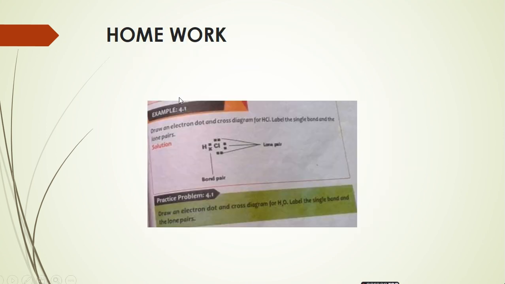Now this is your homework. Example 4.1 is draw an electron dot and cross diagram for HCl. Label the single bond and the lone pairs. Solution means you have to draw a diagram of HCl molecule in which you have to either put dots or crosses to show the electrons.